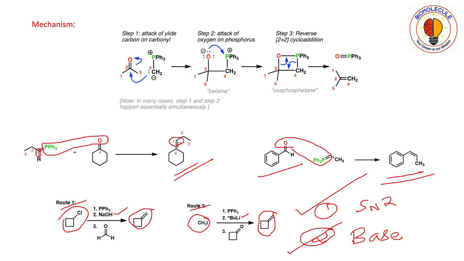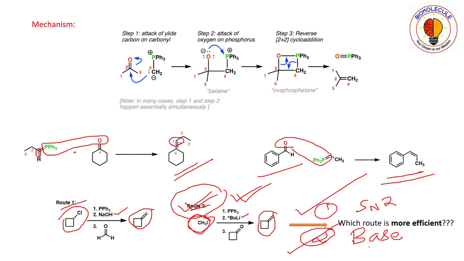So for the preparation of ylide we have to use primary alkyl halide, that is this one, and for the abstraction of proton we have to use a strong base. So both the factors favor route 2. So the answer will be route 2. That means route 2 is a more efficient way. So which route is more efficient? Route 2 is more efficient.